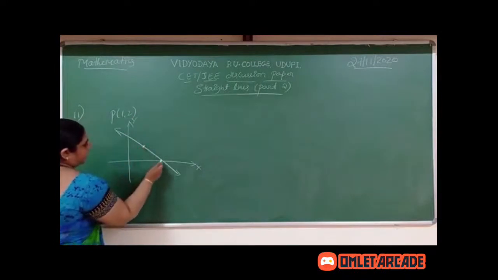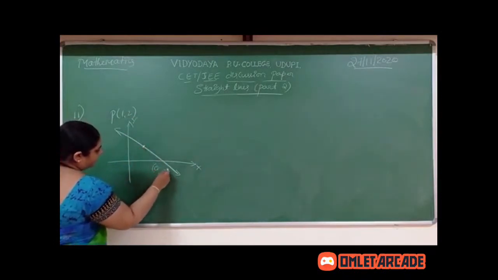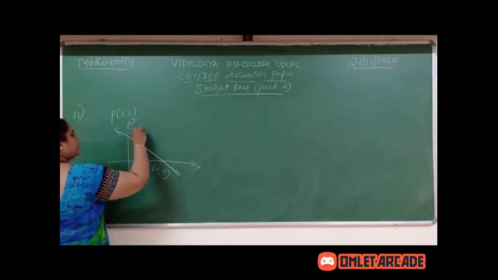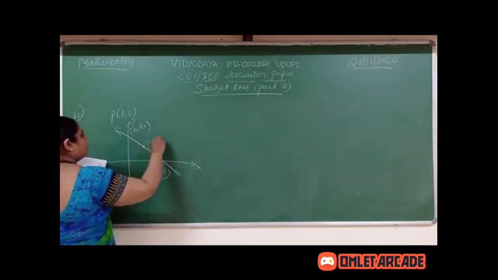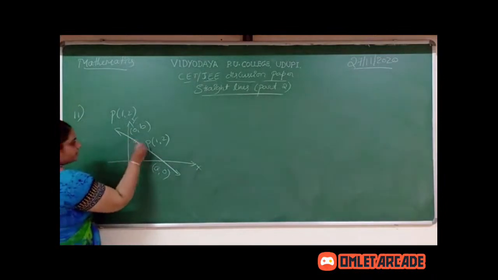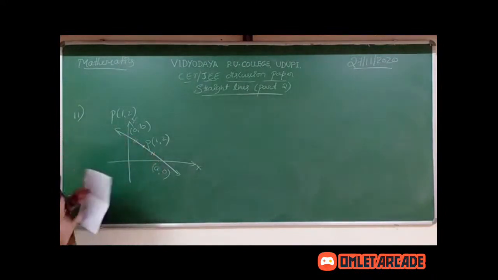I mean midpoint. Here it is bisecting at what? Here the intercept is of what? A, so (a, 0). Here the point is (0, b), and this is P of (1, 2). Is it clear, students? Read the question once again. A line passes through the point (1, 2) such that its intercept between the axes is bisected at point P. This is the x-intercept, this is the y-intercept. I mean, the distances between this and this are the same. Then the equation is.